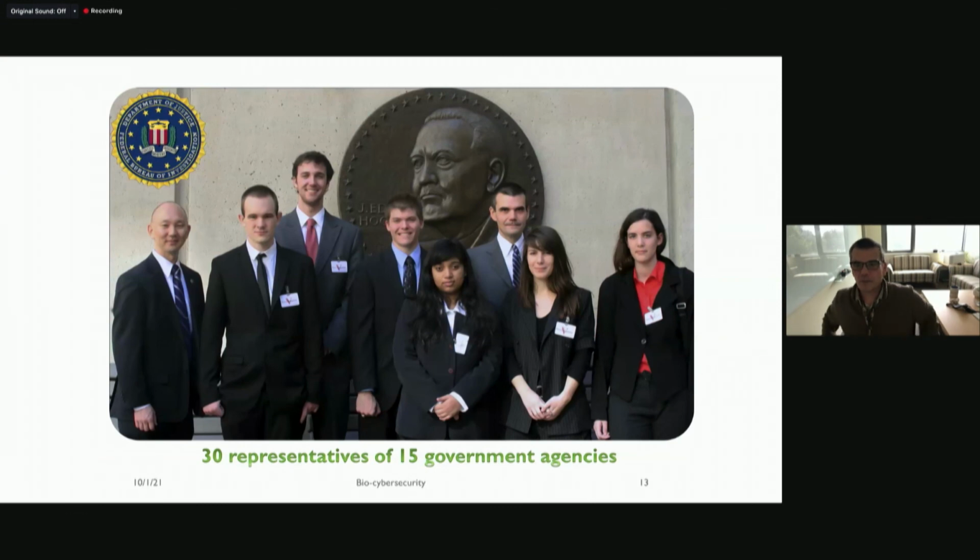But the interesting part was that the day after the iGEM Jamboree, the students were invited to present their results to the government. And so they gave a 2-hour lecture to 30 people representing, I think, something like 15 different government agencies. And there was much more interest from the government than actually from the iGEM crowd about those results.